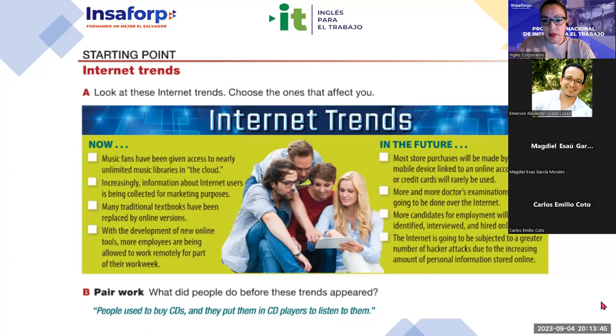More candidates. It's okay, teacher? Candidates. More candidates for employment will be identified, interviewing, and hired online. Okay. The internet is going to be subjective. To a greater number of hackers attacked due to the increasing amount of personal information stored online. Yes, increasing amount of personal information stored online. That's quite dangerous and worrying. Thank you so much for reading.